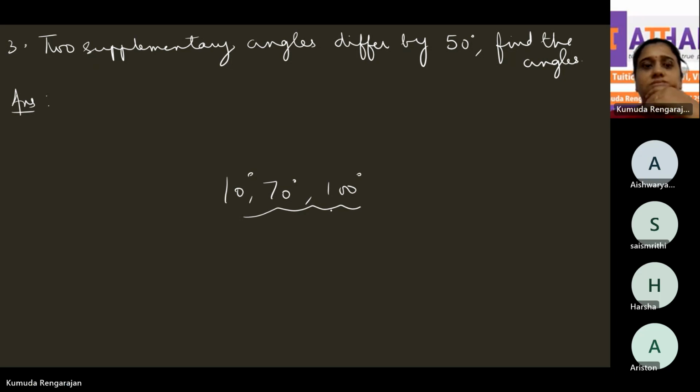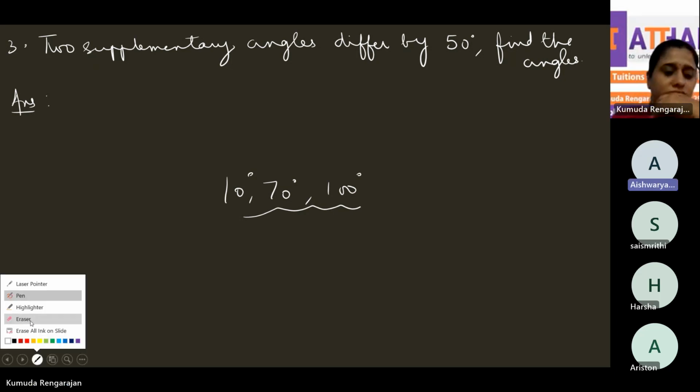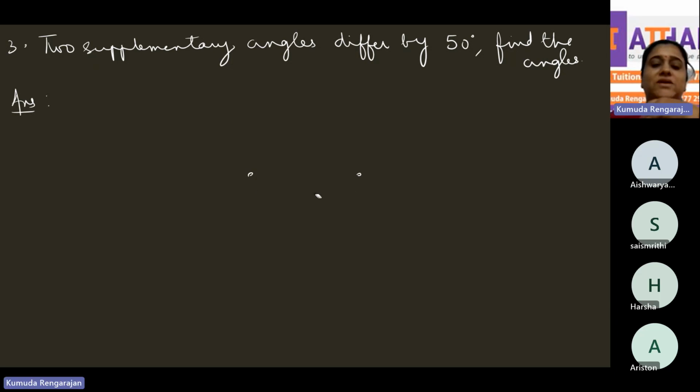Supplementary angles and complementary angles are about a pair of angles, exactly two angles, not more, not less. Two angles are said to be supplementary if their sum is 180 degrees. Two angles are said to be complementary if their sum is 90 degrees. It's only about two angles, so it's about a pair of angles.